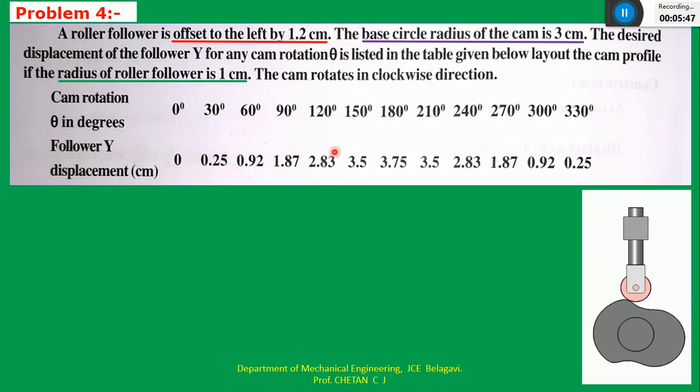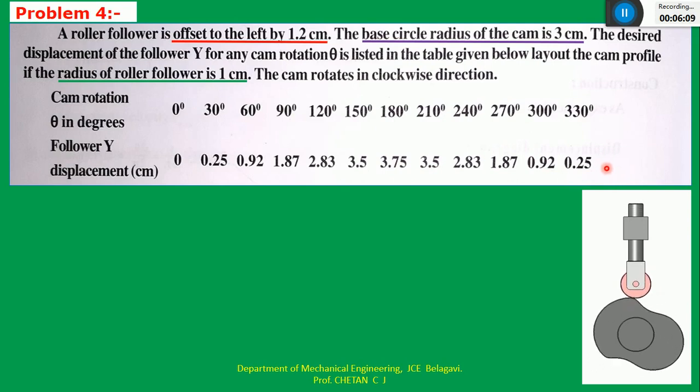Remember that. It means for the first 180, from 0 to 180, the follower is rising and it is reaching the maximum displacement, that is 3.75. And for the next 180, that is 180 to 360, it is coming down 3.5, 2.83, 1.87, 0.92, 0.25. Finally, it will become 0.